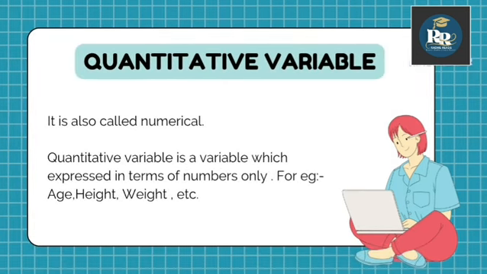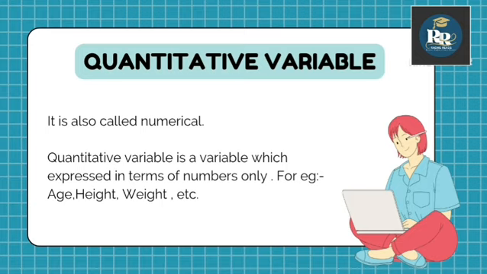Now, I come to another classification, quantitative variable. Quantitative variable is the variable which is expressed in terms of numbers only. Hence, it is also called numerical. For example, age, height, weight, marks, and many more. If I ask you age, then you will give me response as 18, 19, so on. So you will give me the response in terms of numeric data.